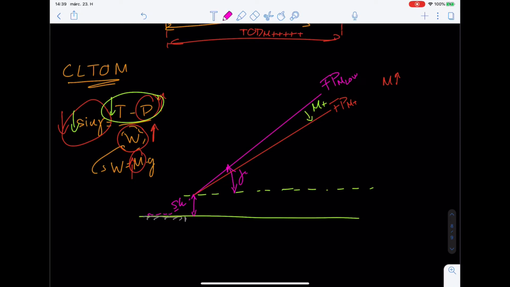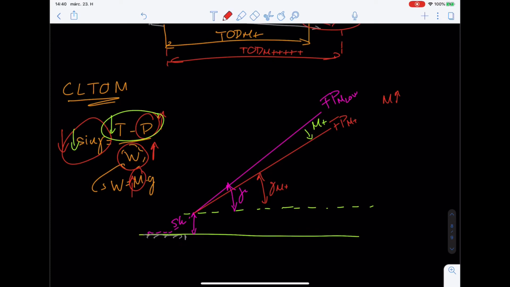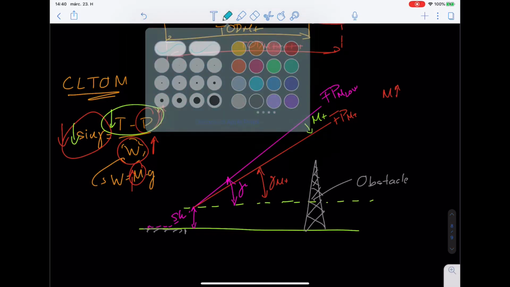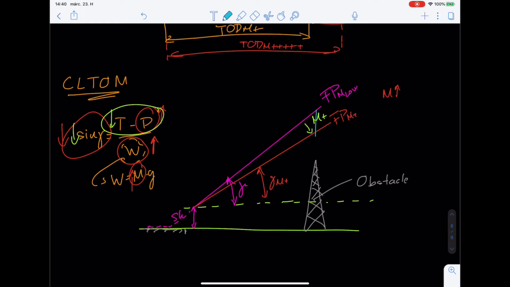This was the initial flight path angle, and the flight path angle with the higher mass is going to be reduced. And the reason why we have to have a limitation to this is if I have an obstacle along my takeoff flight path. So this is an obstacle, and we said that we have something called obstacle clearance, which is basically the vertical distance between the highest point of the obstacle and the flight path, right? And this is the initial one, the obstacle with the lower mass.